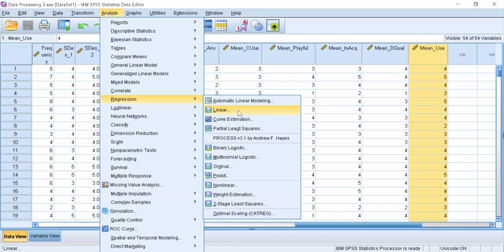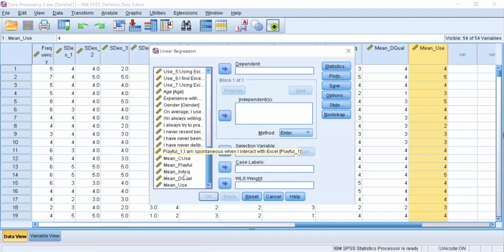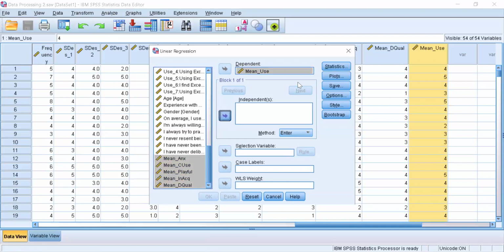Click that. Now, am I handling these 48 variables? No, I'm not handling. I'm only handling these 6 variables because factor analysis has helped me. So what is my dependent variable? My dependent variable is use. I put that into use. And then my independent variables are 5. 1, 2, 3, 4, 5. So I select all of those. I put that into independent box. Now I go to statistics.